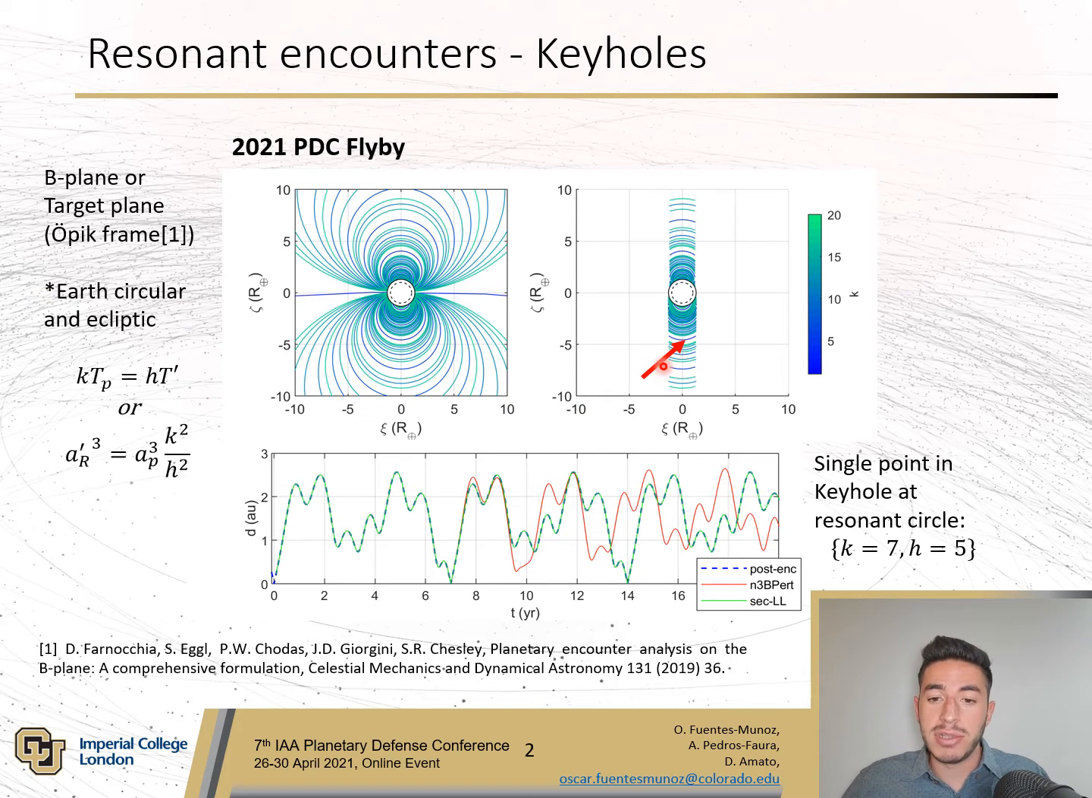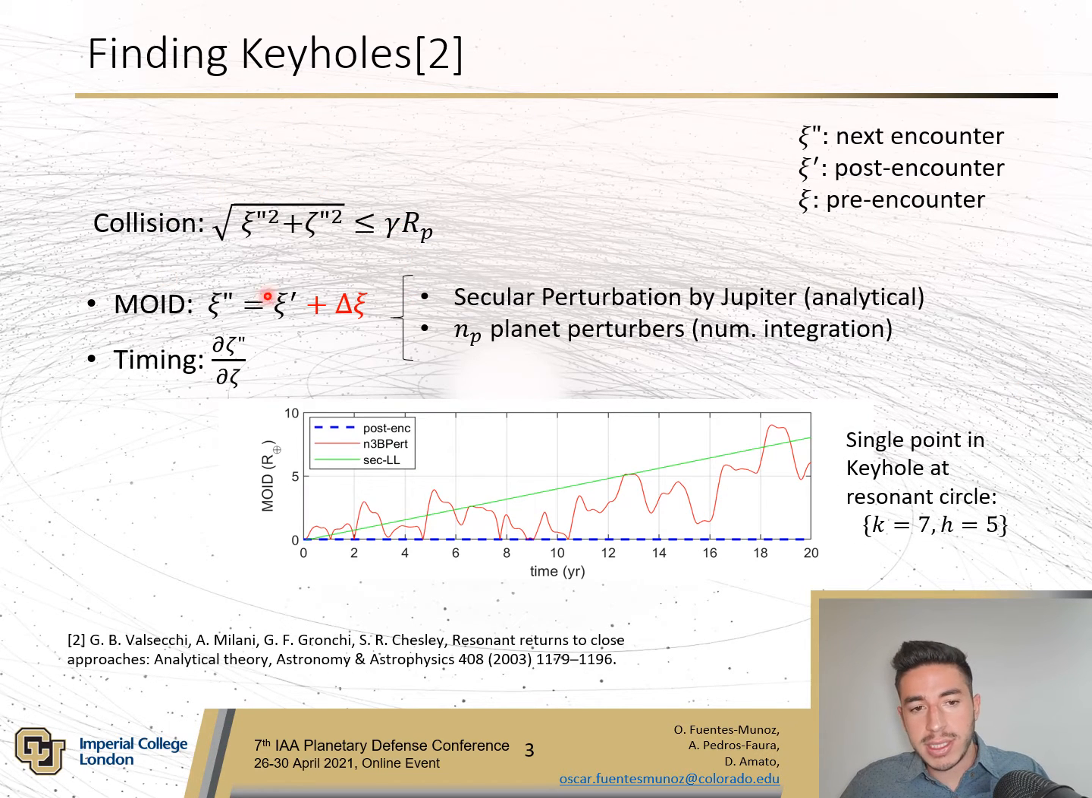For example, if we select a point in the resonant circle k equals 7, it means that after 7 years and after 14 years, there's this resonant encounter. Using also the condition that during this resonant encounter there's a collision with the planet, we find the keyholes. And this is this condition using the gravitational focusing factor of the planet, and we can split the condition in the MOID and in the timing.